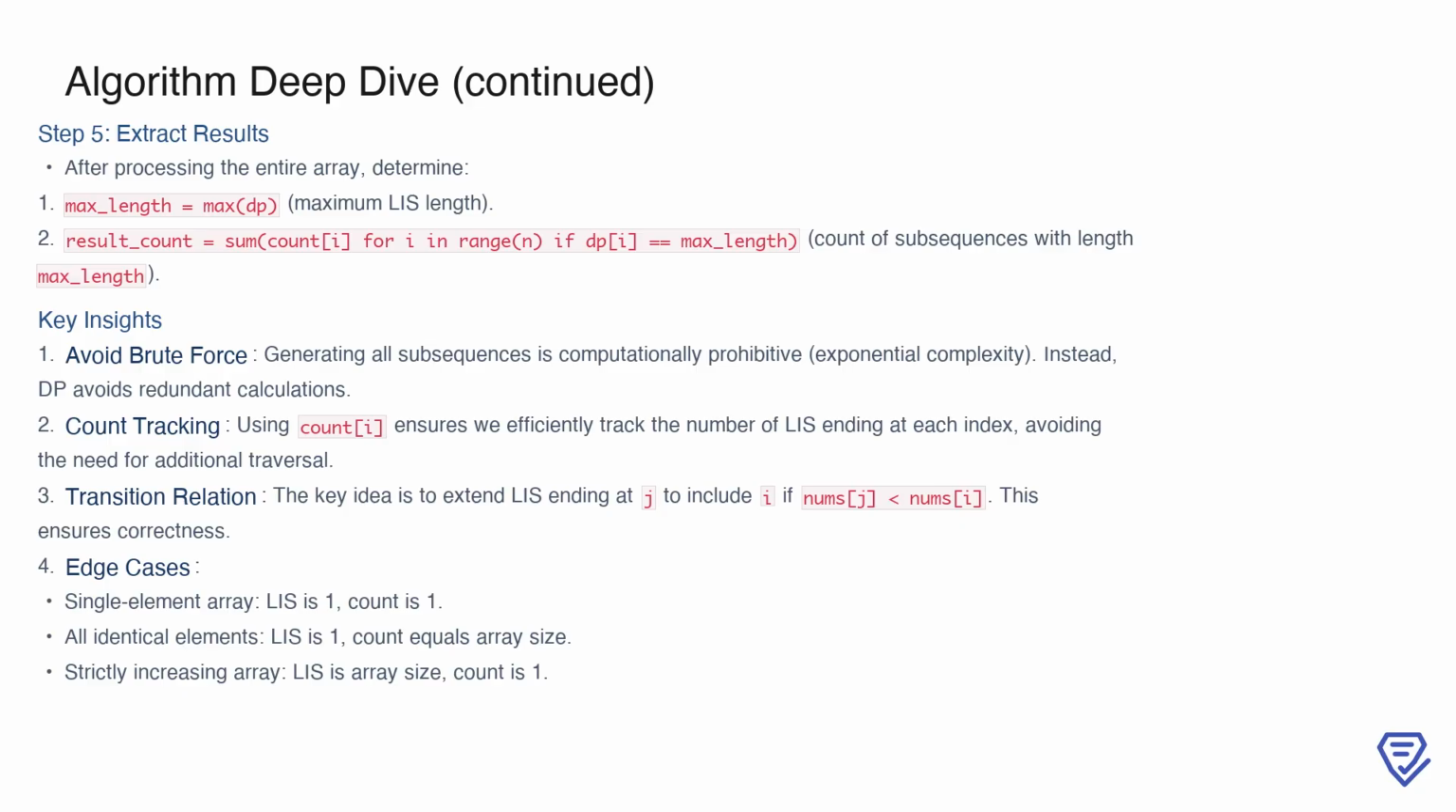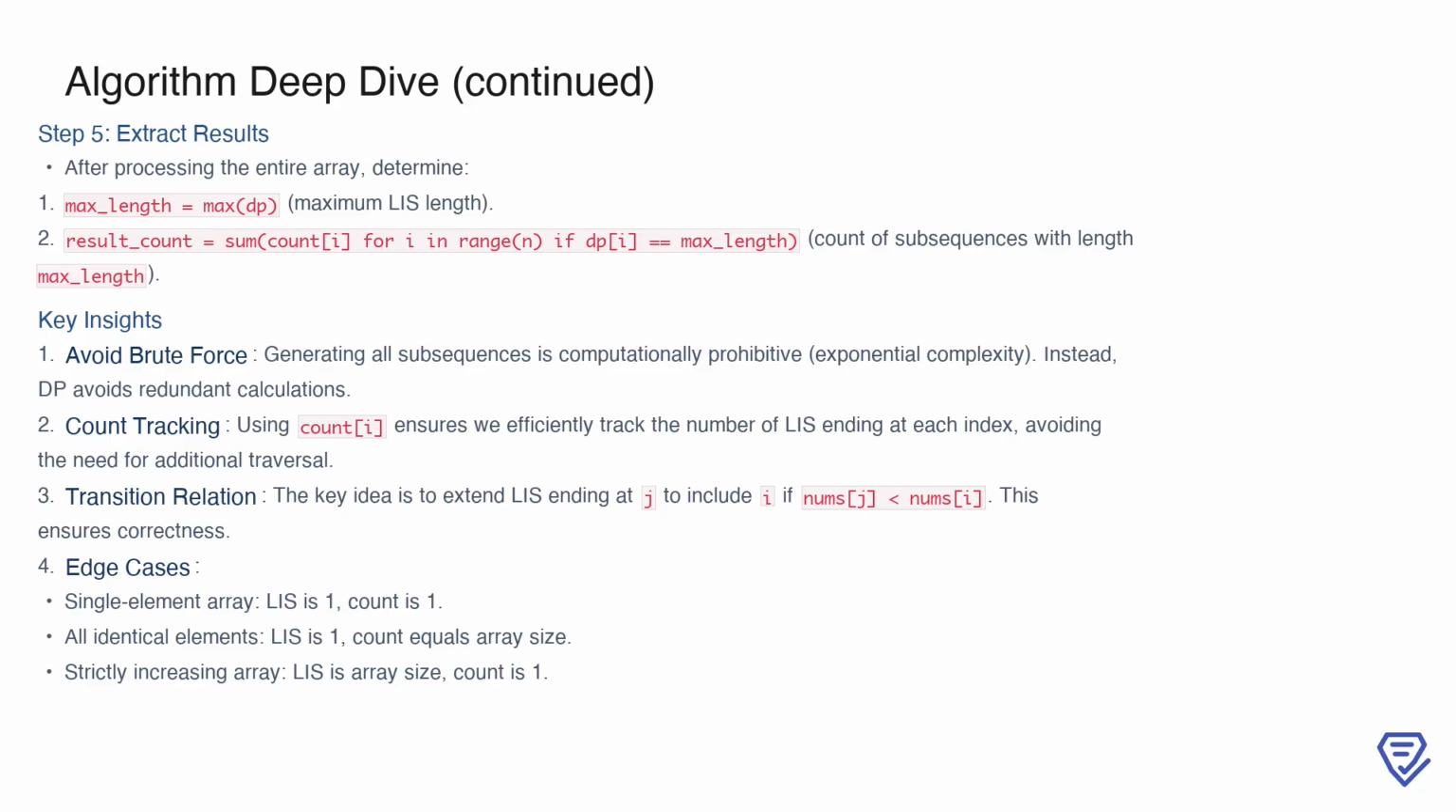There are several key insights to keep in mind for this algorithm. First, brute force approaches that generate all possible subsequences would be computationally expensive due to their exponential complexity, but dynamic programming allows us to avoid redundant calculations. Second, the count array is critical for efficiently tracking the number of LIS at each index without needing extra traversals. Third, the transition relation ensures correctness by extending valid subsequences from earlier indices to the current index.